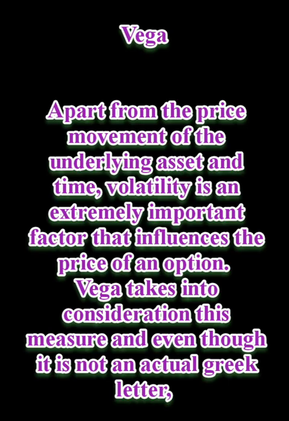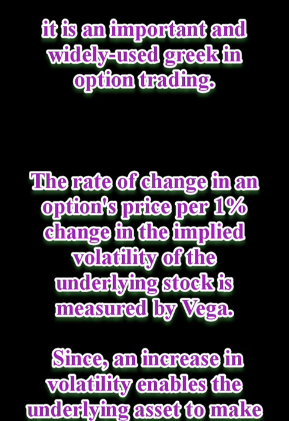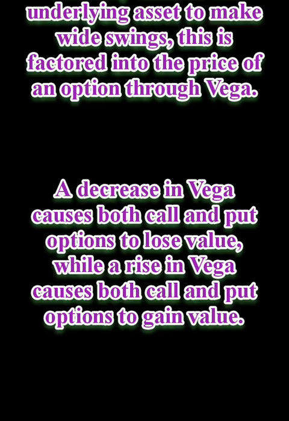Vega. Apart from the price movement of the underlying asset and time, volatility is an extremely important factor that influences the price of an option. Vega takes into consideration this measure, and even though it is not an actual Greek letter, it is an important and widely used Greek in option trading. The rate of change in an option's price per 1% change in the implied volatility of the underlying stock is measured by vega. Since an increase in volatility enables the underlying asset to make wide swings, this is factored into the price of an option through vega.